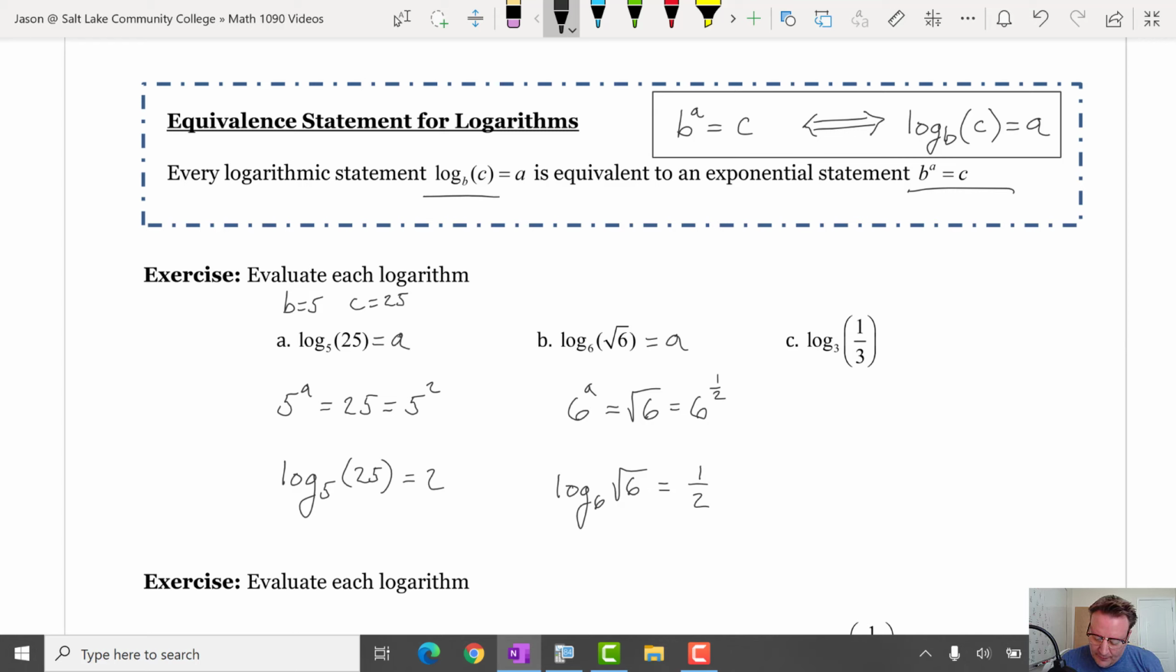Okay, finally, we have log base 3 of 1/3. I'll say this is equal to A. And we want to change this into the equivalent exponential: 3 to the A power equals 1/3. Well, recall that 1/3 can be rewritten as 3 to the -1 power. And so A has to equal -1. And thus log base 3 of 1/3 equals -1, because 3 to the -1 power equals 1/3.